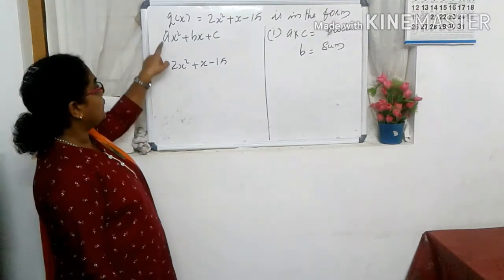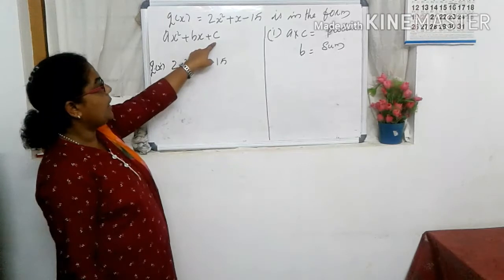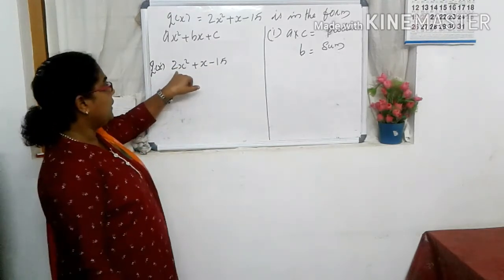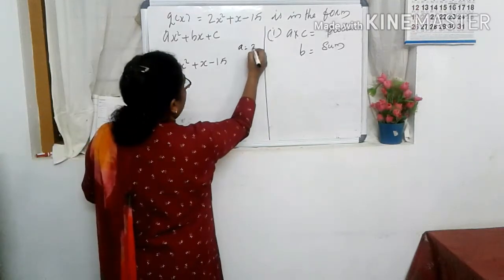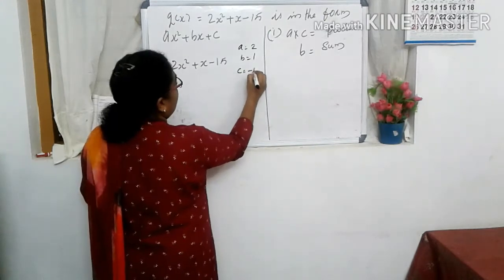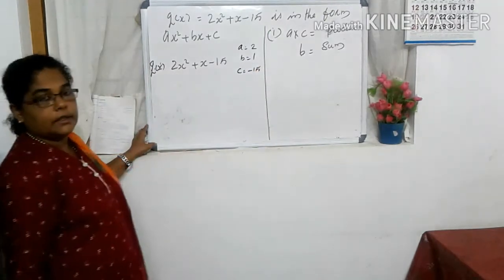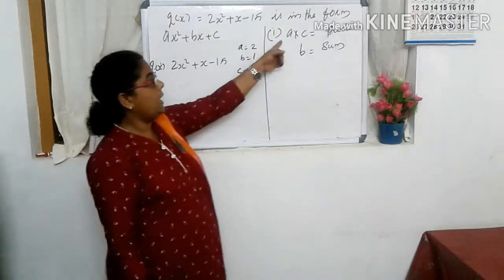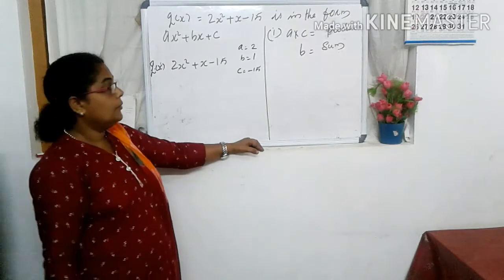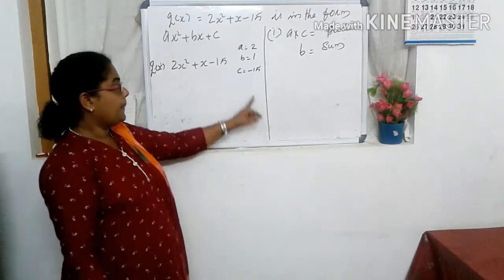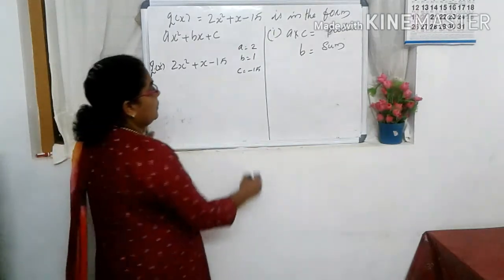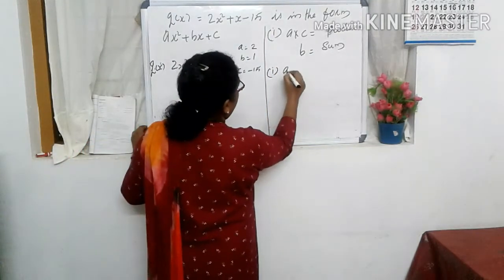So, what should we do as the first step? We have to find a into c. This is a, this one is c. What is a? A equals 2, b equals 1, and c equals minus 15. We should get this a into c as the product. Means while multiplying two numbers we have to get ac, and while adding those two numbers we should get b. So, what is the first step? A into c.